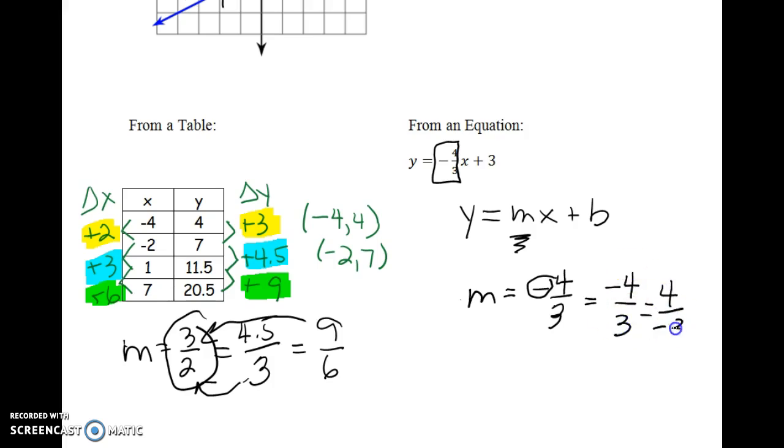This also tells me, because it's negative, I can have the negative either with the 4 or I can have it with the 3, but only with one of those two. If I have it with the 4, that means I'm going to go down and to the right. If I put the negative with the 3, that means I'm going to go up and to the left. So be careful which way you put your negative.